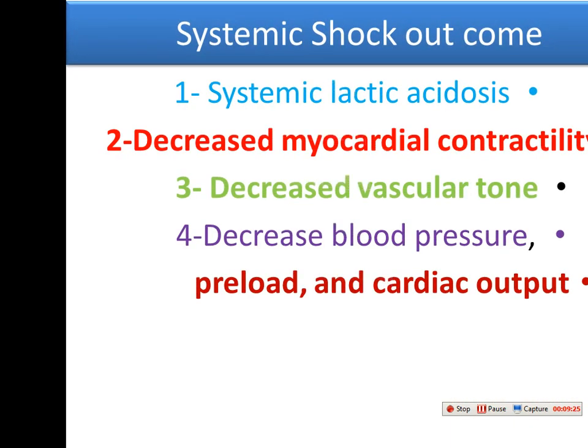The outcomes of systemic shock: we have systemic lactic acidosis, decreased myocardial contractility, and decreased vascular tone, as well as decreased blood pressure, preload, and cardiac output. So we can summarize this by concentrating on the cardiac output: when the heart cannot pump a sufficient quantity to the circulatory system to reach the tissue, the tissue will lose its function due to hypoxia.